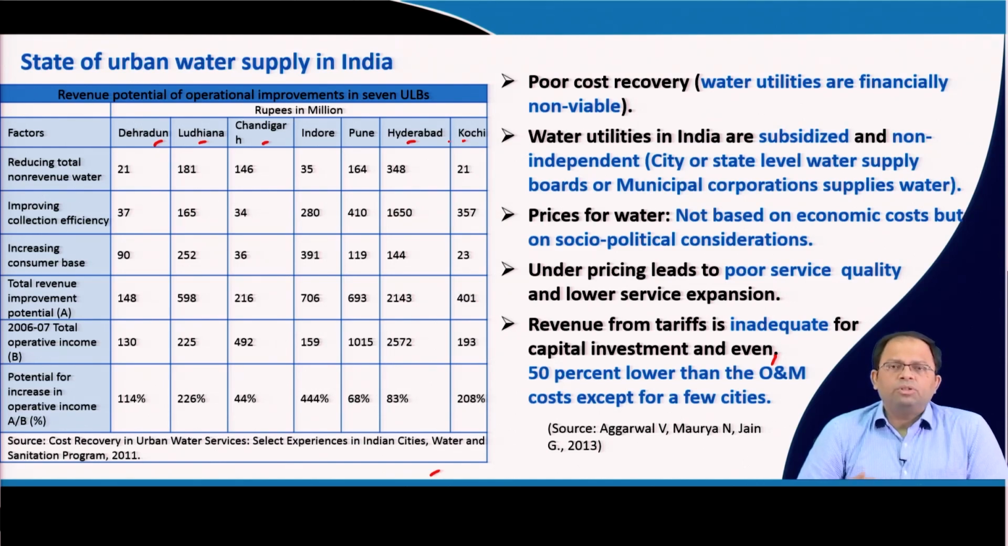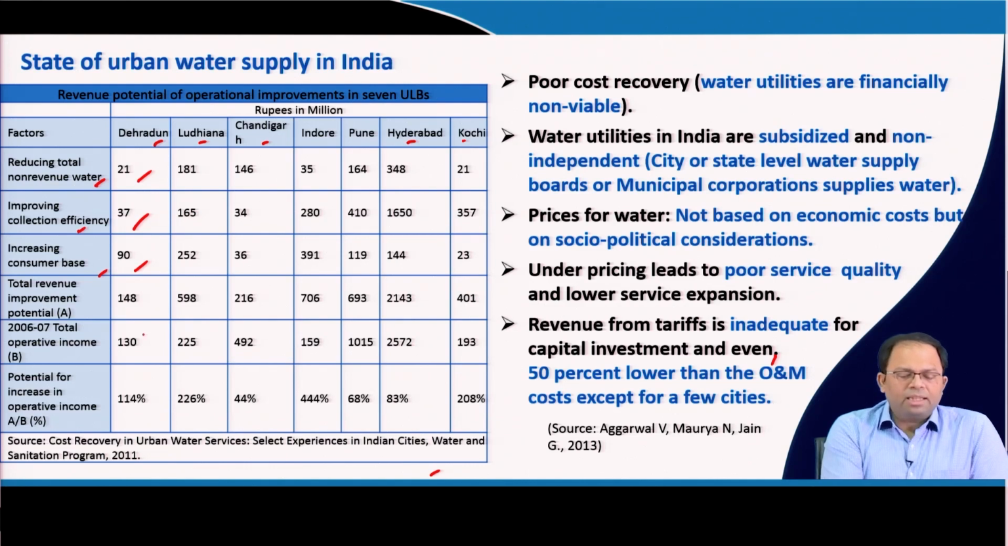That means there is chance to improve the revenue to a large extent. For example, there is chance to reduce total non-revenue water, and that could lead to around 21 million rupees improvement in revenue in case of Dehradun. Then by improving the collection efficiency, that means making the bills proper and actually charging people, that could lead to around 37 million rupees improvement. And then increasing the consumer base, that means by increasing consumers you can add another 90 million rupees, right.